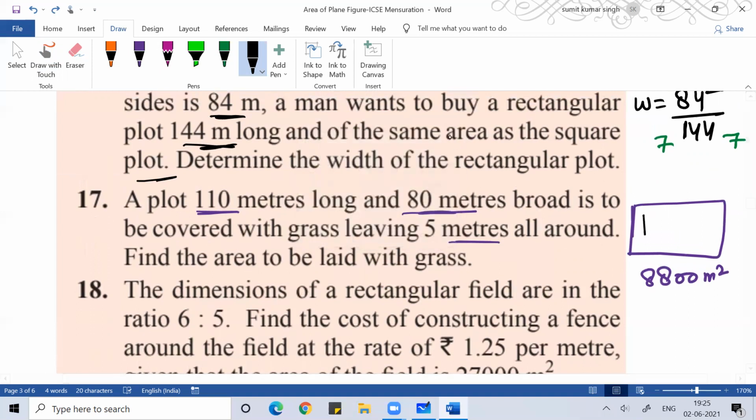So the length of the area will be 110 minus 10, so that will be 100. And the breadth will be 80 minus 10, that is 70. So 100 into 70 is 7,000 meter square. And the area which you laid with grass, that is 1,800 meters.